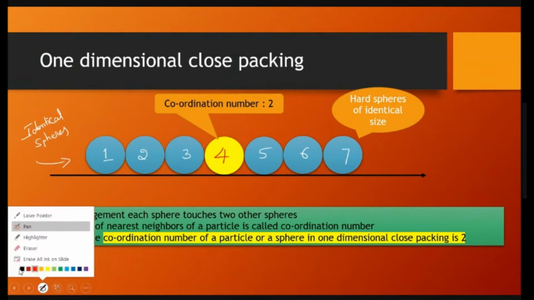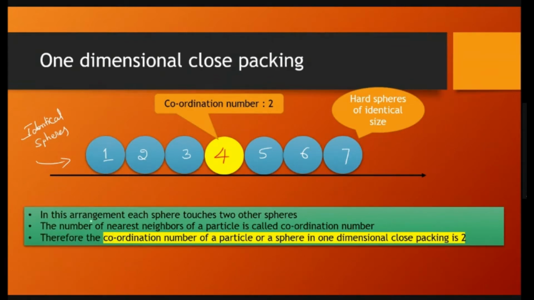Now, in this arrangement, each sphere is touching the other spheres. The second sphere is touching the first sphere and also the third sphere. Similarly, any sphere will be touching its neighboring spheres. Here the coordination number comes in. Coordination number is the number of nearest neighbors of a particle.